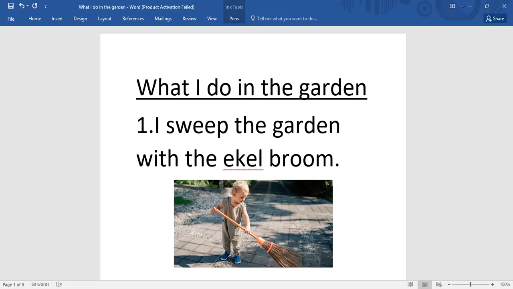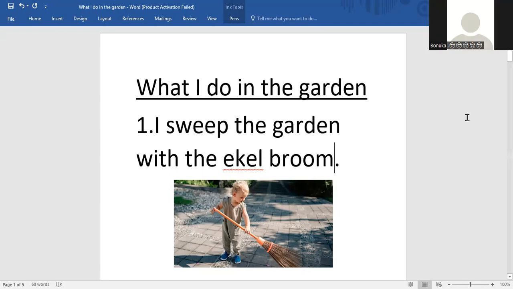Madam, writing book is unknown today. Right? What I do in the garden? Write the topic. I sweep the garden with the eagle broom. Then draw a small picture. Sweep, sweep in the garden.